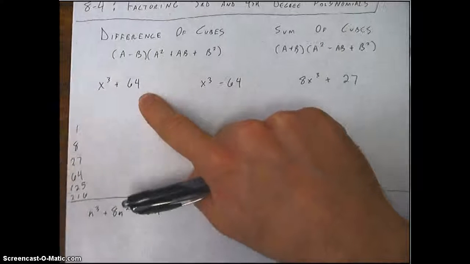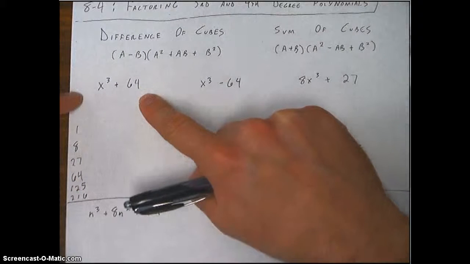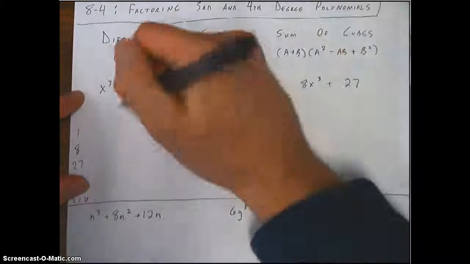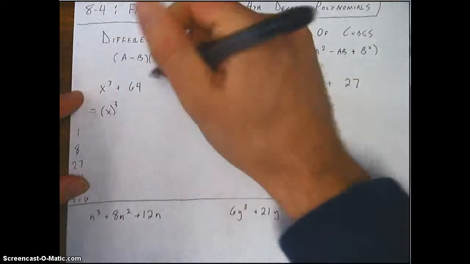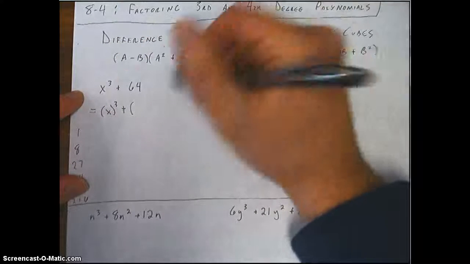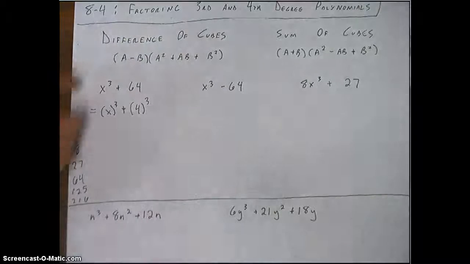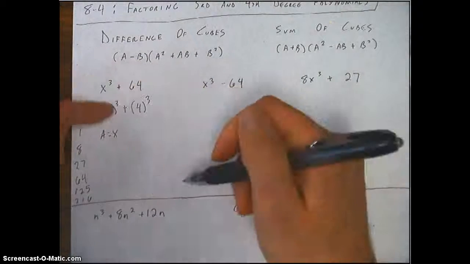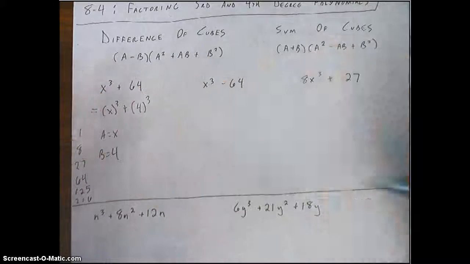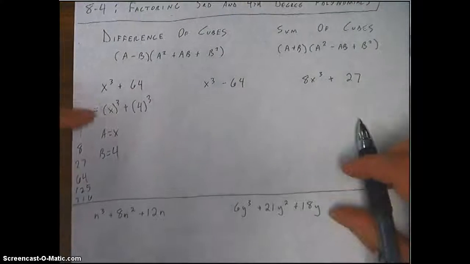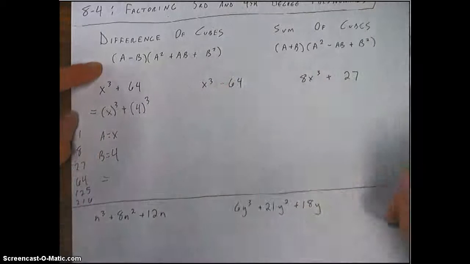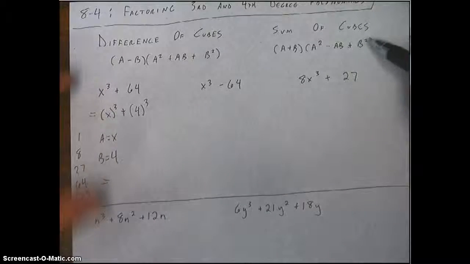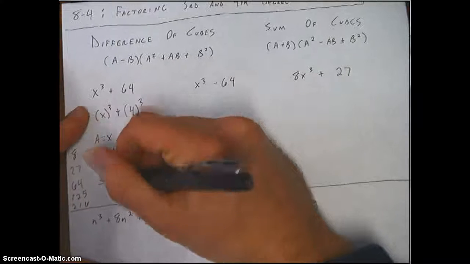I know these are perfect cubes because 64 is 4 cubed, and x to the third is just x times x times x. So the first thing you want to do is rewrite this thing as x cubed plus 4 cubed. Now if you look up at this formula, we've got an a and a b. Our a equals x, and our b equals 4. And all we're going to do is rewrite this using this formula. So it's going to be a plus b, because this is the sum of cubes. A plus b, so x plus 4.